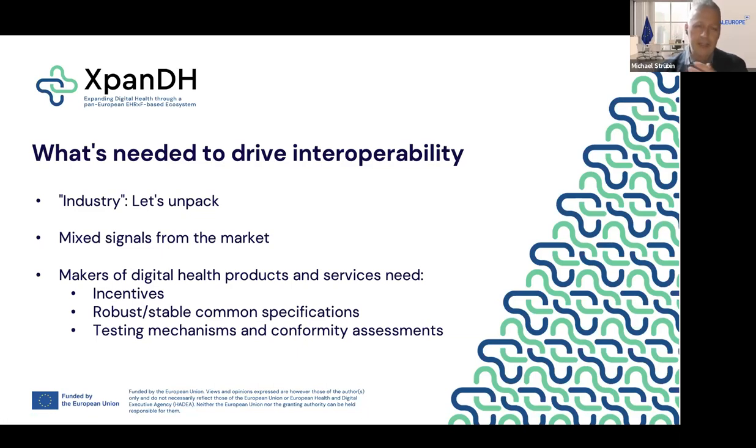I mean, we need from the demand side, clear demand for interoperable products and services. We also need common, robust and stable common specifications. I mean, the EHR exchange format, as detailed and defined in the EHDS regulation, already has a nice list of these common specifications, including data formats, technical specs, standards and profiles for the exchange of electronic health data. And then, of course, we also need testing mechanisms and conformity assessments. Esther, I note with great interest that you, of course, also have those types of features built into the WIGIS legislation.